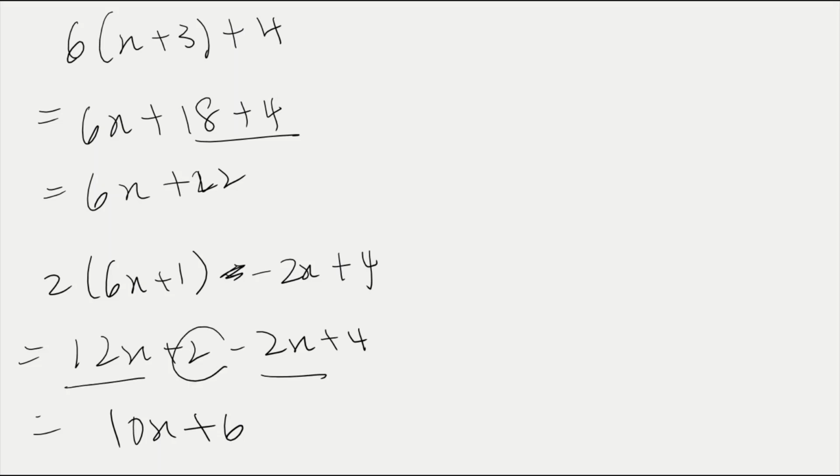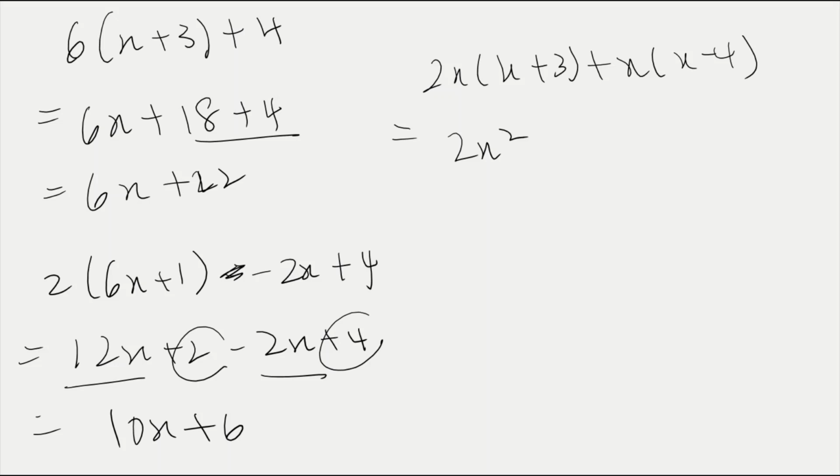Same here. 2x bracket x plus 3, plus x bracket x minus 4. 2x squared plus 6x plus x squared minus 4x. So that gives you 3x squared plus 2x.